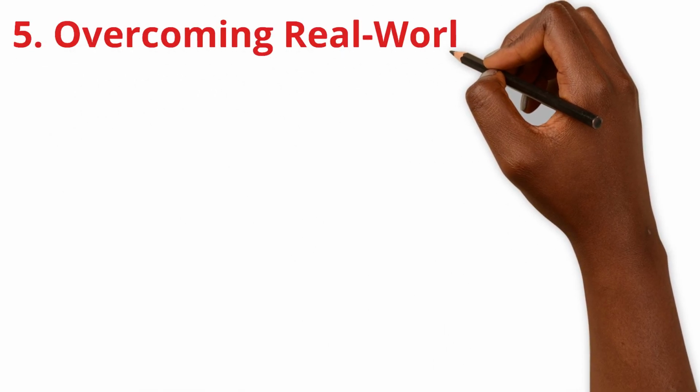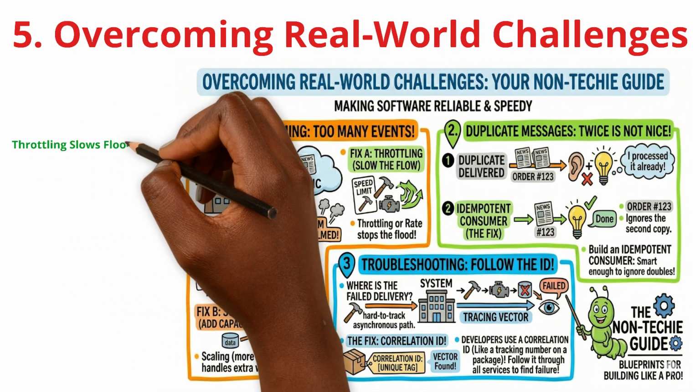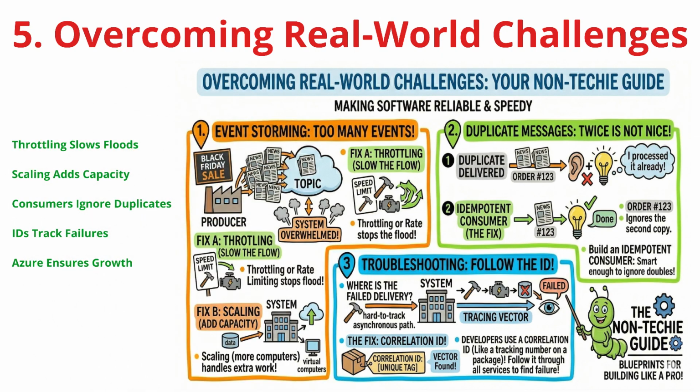Even the best systems face real-world hurdles. First, there's event storming. Imagine a Black Friday sale where millions of clicks happen at once. Your system can get overwhelmed. To fix this, we use throttling to slow the flow to a manageable speed, or scaling, which automatically adds more virtual computers to handle the extra load.